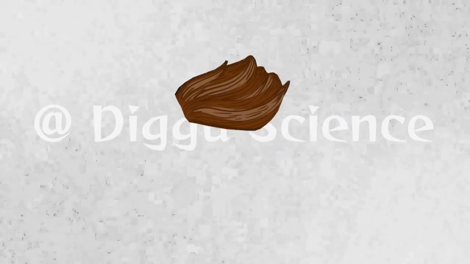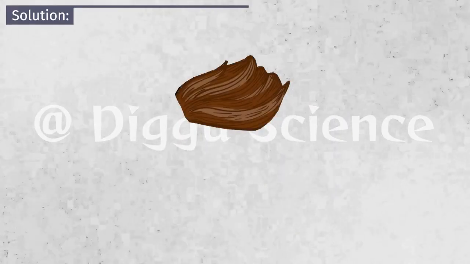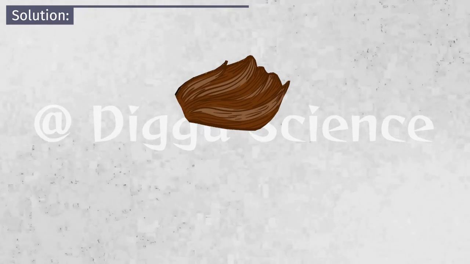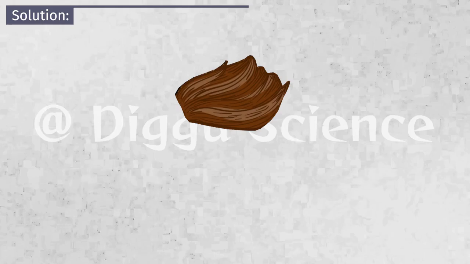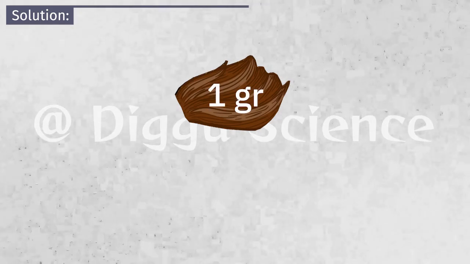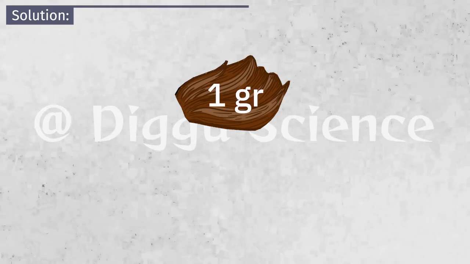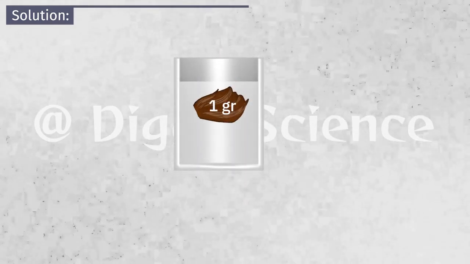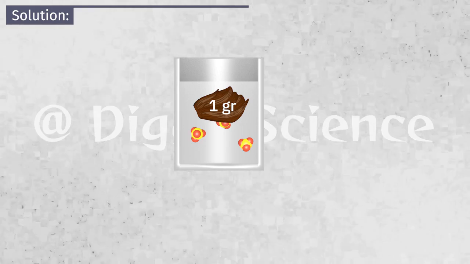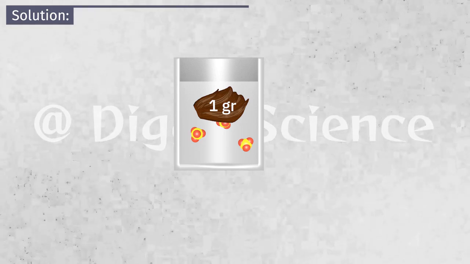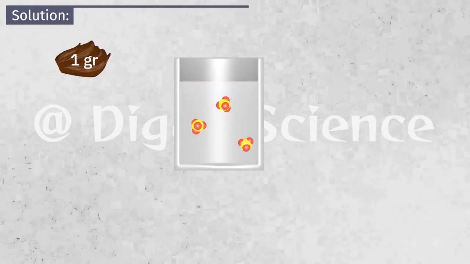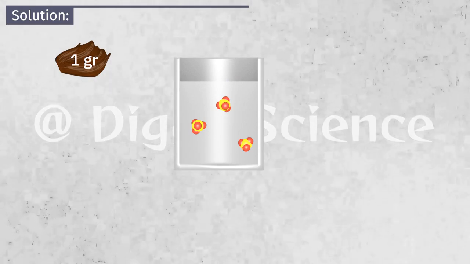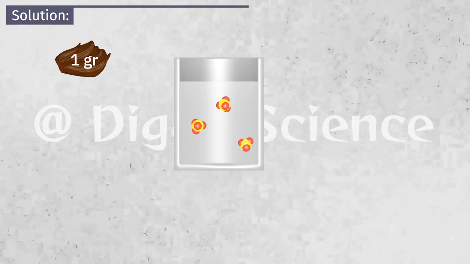This problem is quite long. We will present it more simply. This is a hair sample. The sample mass is 1 gram. This hair is immersed in water. All the sulfate ions from the hair are dissolved. We do not know how much sulfate ions are dissolved. In order to be visible, the ions must be precipitated.